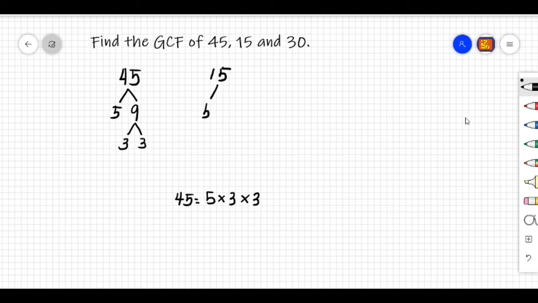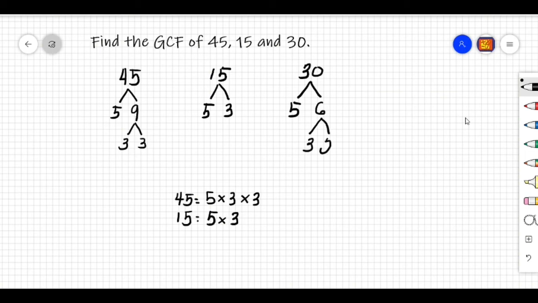Next, let's have the prime factors of 15. 15 is equal to 5 times 3. So the prime factors of 15 are 5 times 3. And last, the prime factors of 30. So you have 30 can be factored into 5 times 6, and 6 can be factored into 3 times 2. So 30 is equal to 5 times 3 times 2.